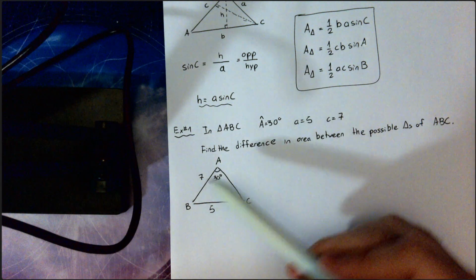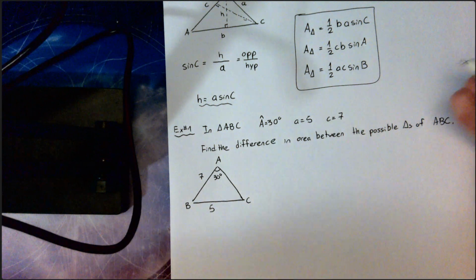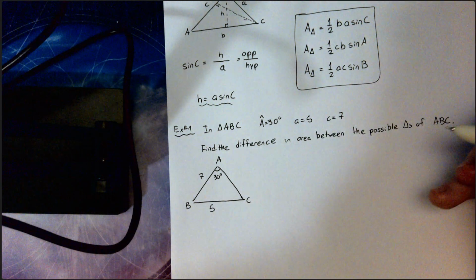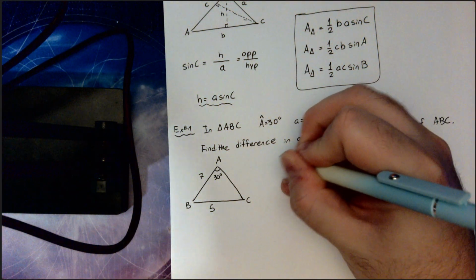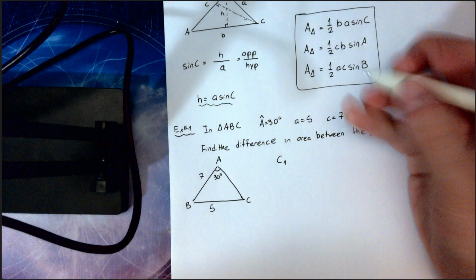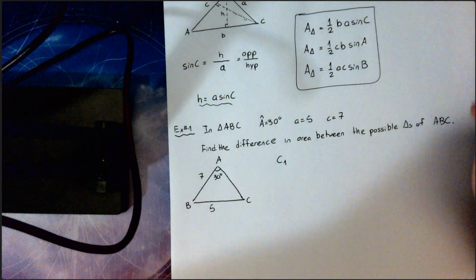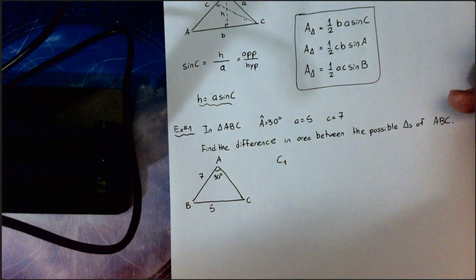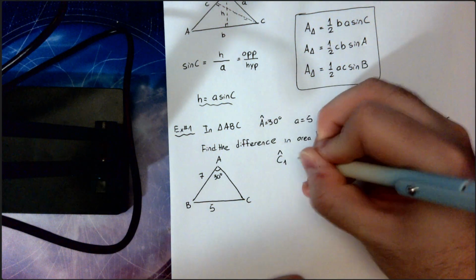In other words, I just need either this side or this angle. So that's what I need to solve. So my first scenario will be to find angle C1. And I'm saying C1 because my first potential triangle, I'm just going to label all 1s. My second potential triangle, I'll label all 2s. So angle C1, how do we find this?